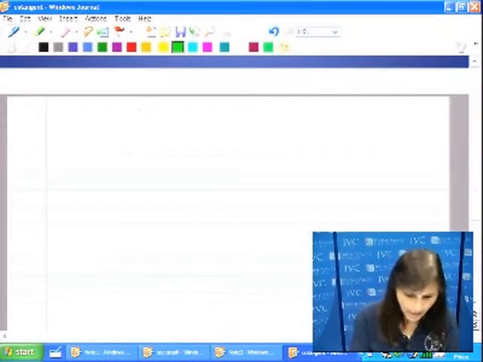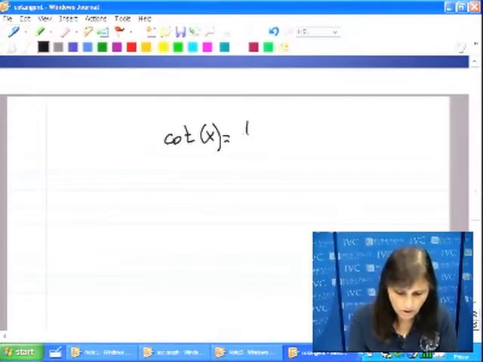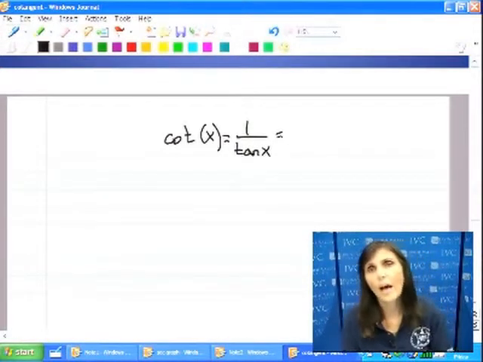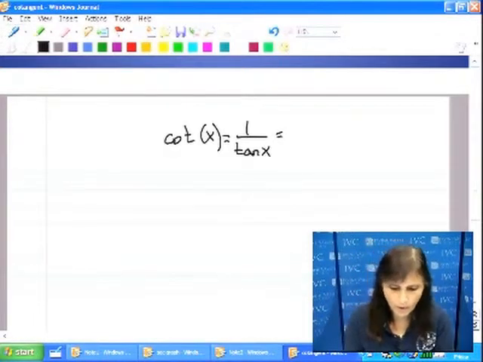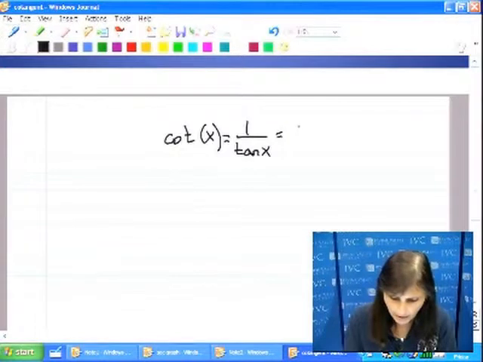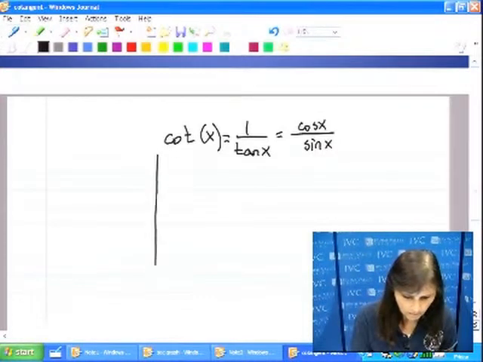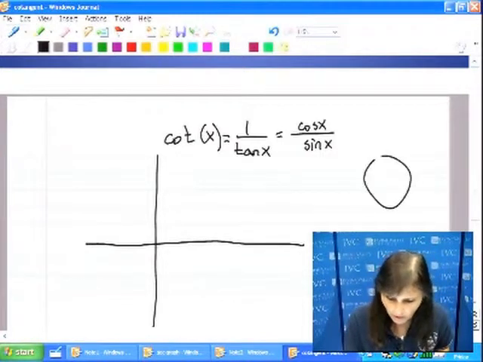Let's remember that cotangent is simply 1 over tangent. You can think about the tangent graph first and then see where things blow up. Or you can think about it as cosine over sine. So we have a problem where sine is 0.